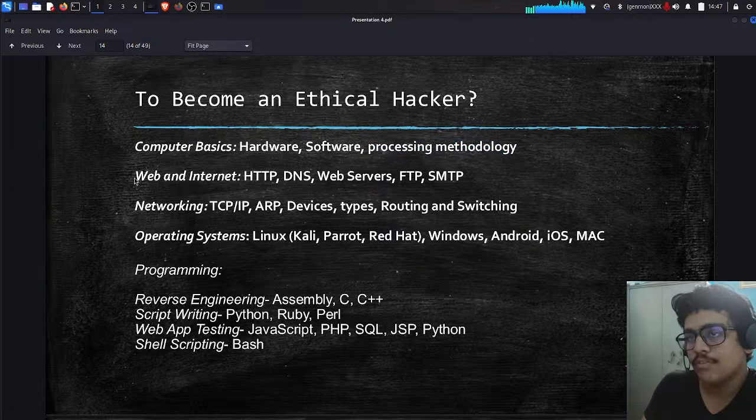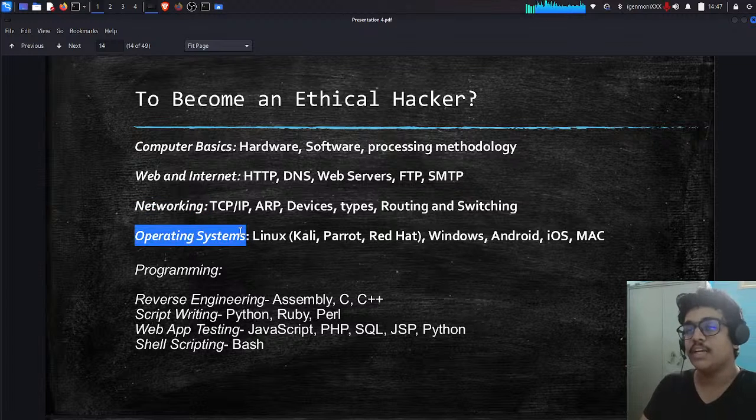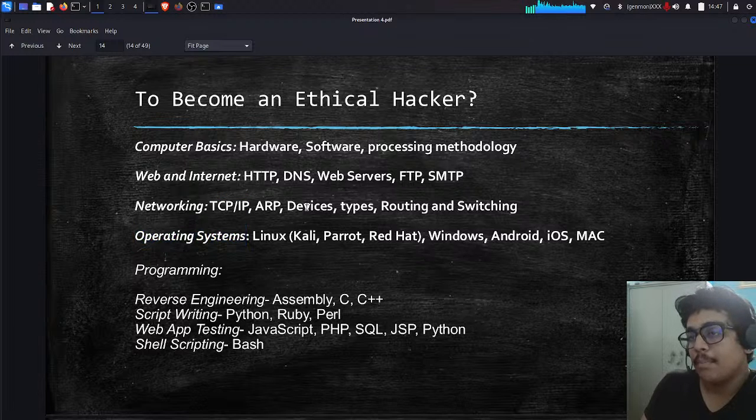Let's move to another topic. Web and internet: you should have knowledge of HTTP, DNS, web servers, how web servers work, and FTP. HTTP, FTP, and SMTP are internet protocols. In networking, which we will also be covering, and operating systems, which we will cover in future sessions, you should know about the TCP/IP model, ARP, devices, types, routing and switching. What are routers? How does Wi-Fi work? What are Ethernet cables? What are the different types of devices that can be used to share information?